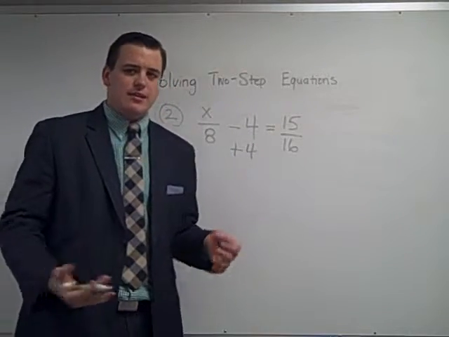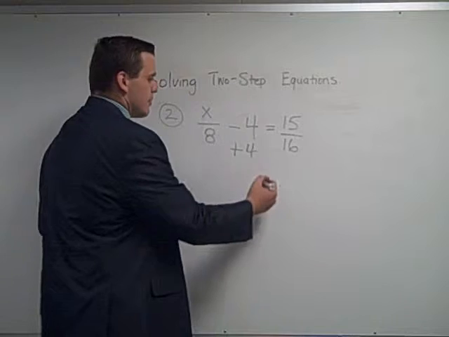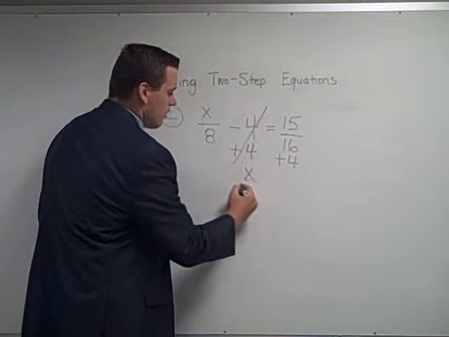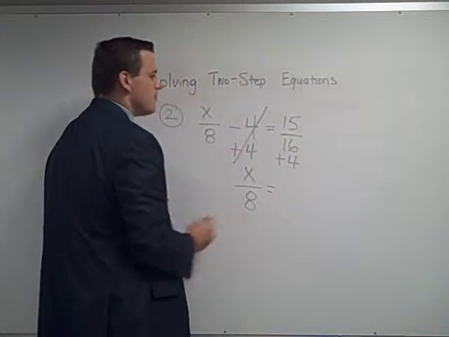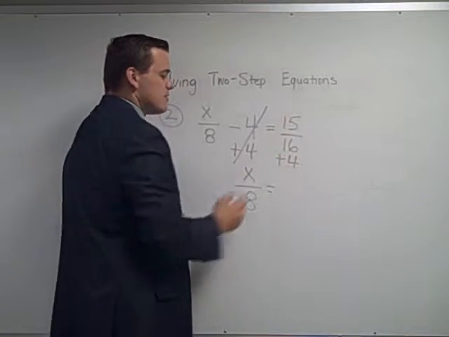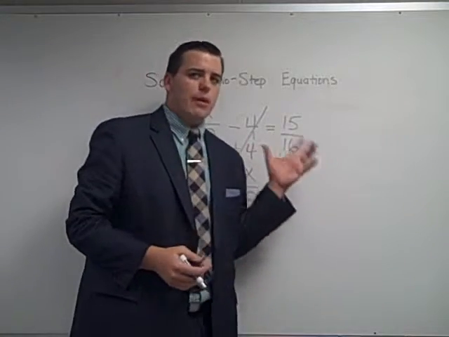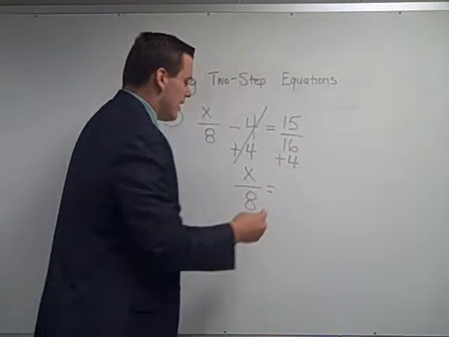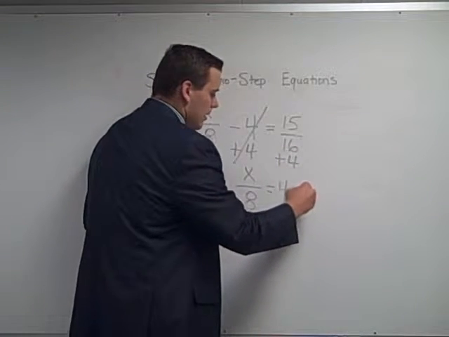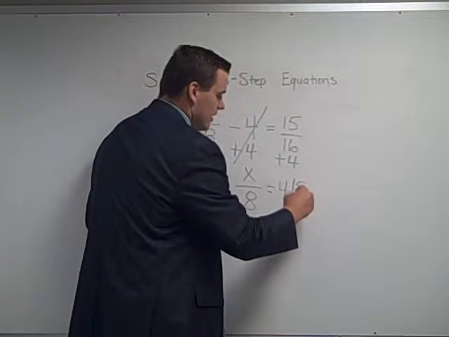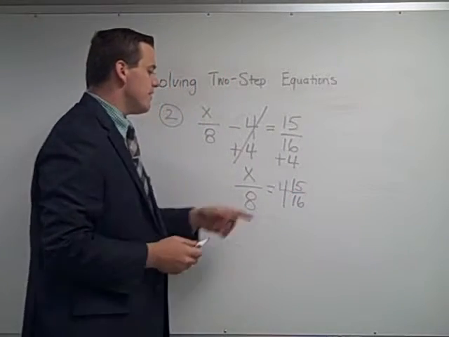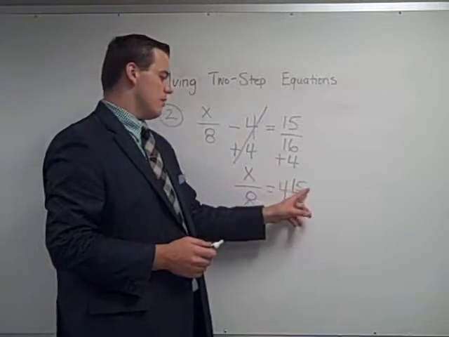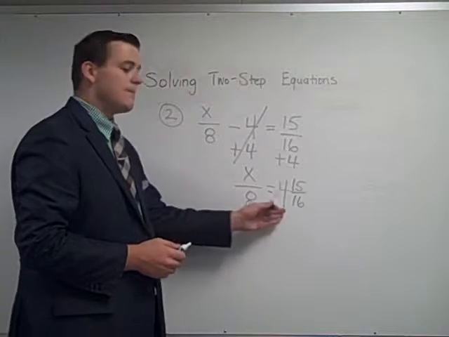Again, my main objective is to isolate the variable. So we're going to add 4 to both sides. Canceling here, I'm left with x over 8 is equal to 15 over 16 plus 4. Well, since this is not an improper fraction, it's a fraction, I can just simply add this whole number to the fraction and write 4 and 15 over 16. 4 and 15 sixteenths. So x over 8 is equal to 4 and 15 over 16. This is a mixed number.